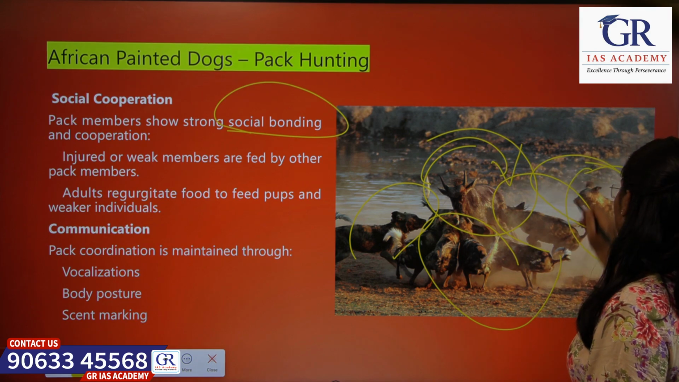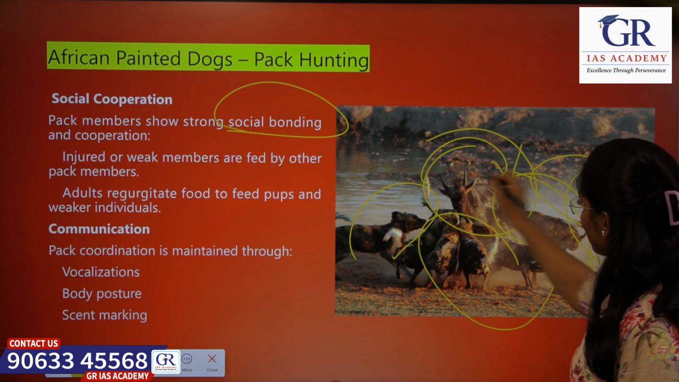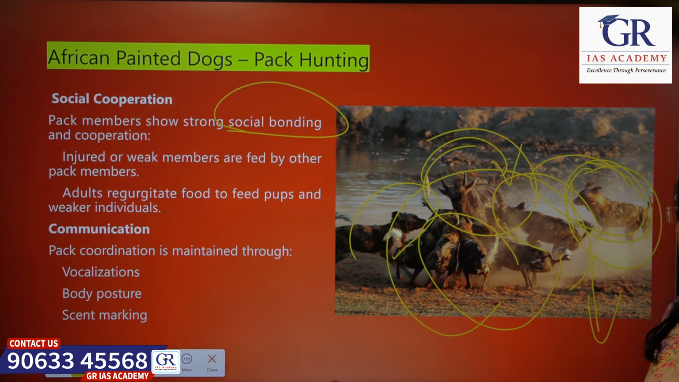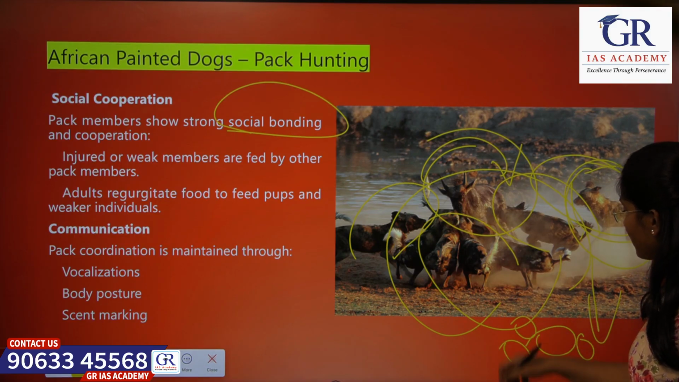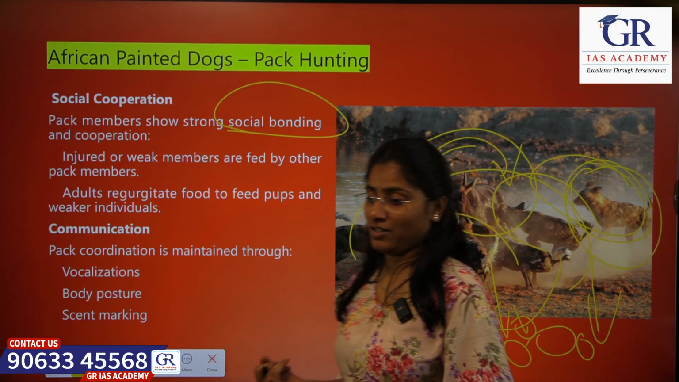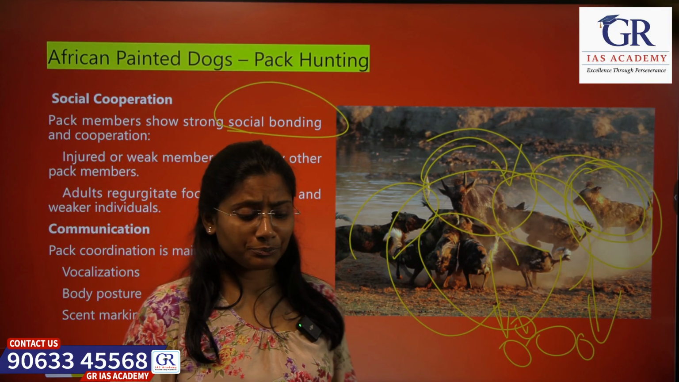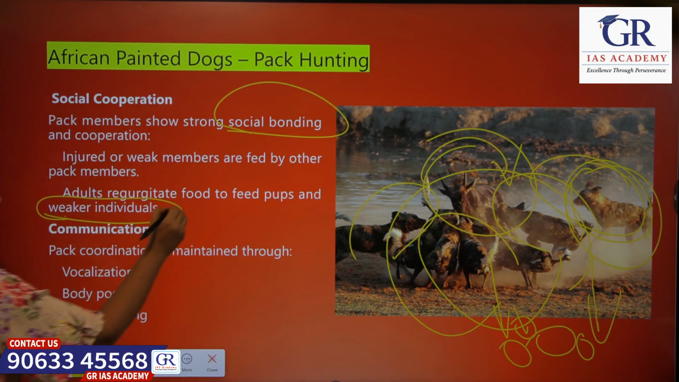So they have another feature. Suppose one dog got injured or it is weak to participate in the hunting, the other dogs will feed for it. I mean, they'll provide food for it. Okay? Even for pups also. For small pups also, they will provide food. So they have both cooperation and empathy for weaker beings. So that's how animals show intelligence of them. Okay? And empathy also.